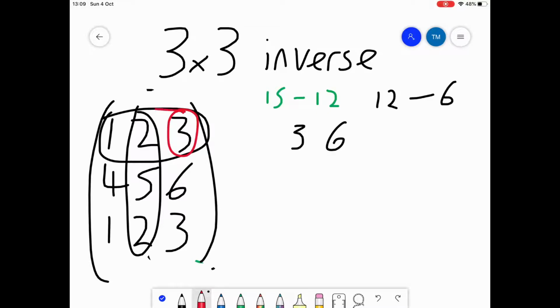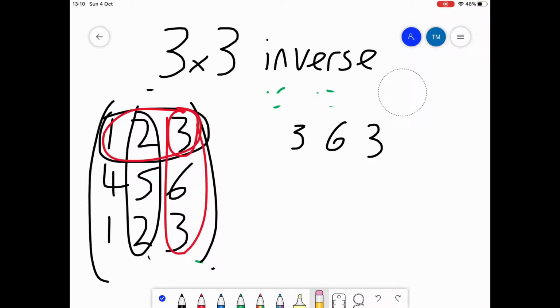Okay, now we move on to the third number in our matrix, which is 3. Now we cover up the row and the column, so it leaves us with the matrix of 4, 5, 1, 2. Now we do the determinant. 4 times 2 is 8. 8 minus 5 is 3. And there we go. Now we have the top row of our 3x3 matrix, which is good.